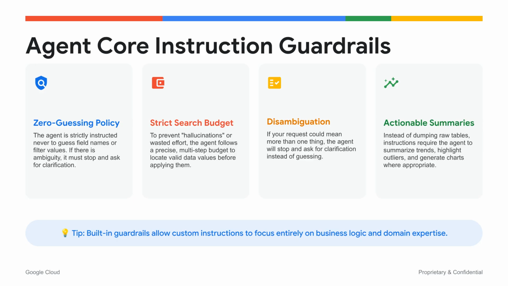A zero-guessing policy prevents assumptions, while a strict search budget avoids hallucinations. If requests are ambiguous, the agent will ask for clarification. Finally, Looker agents provide actionable summaries, turning raw data into meaningful insights. These built-in guardrails help your custom instructions focus purely on business logic.